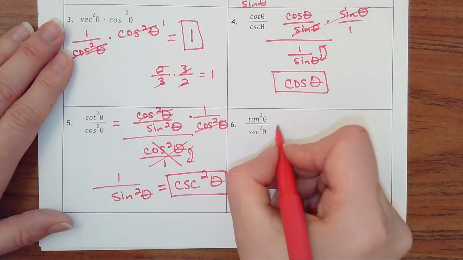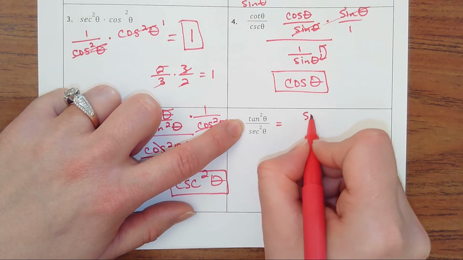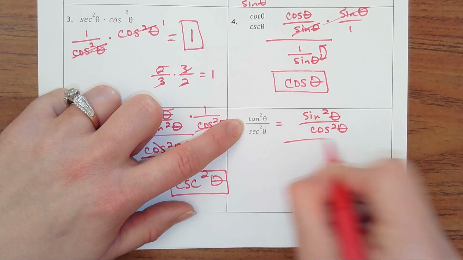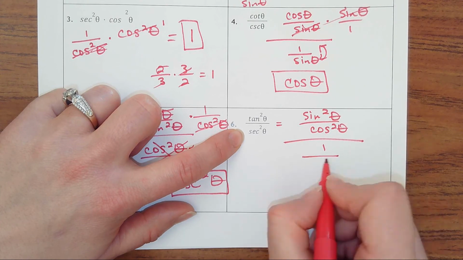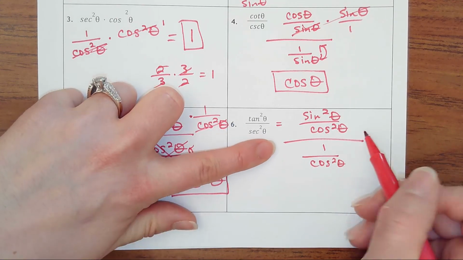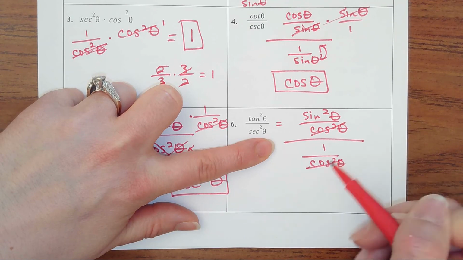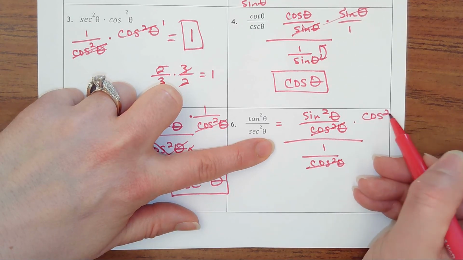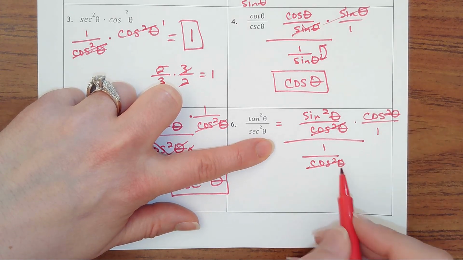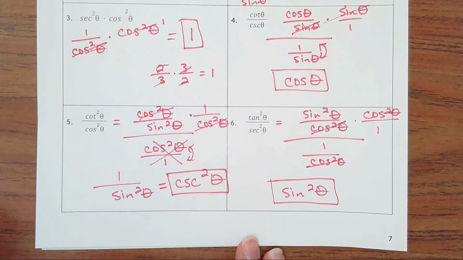And then number 6, tangent squared would be sine squared over cosine squared. Secant squared is 1 over cosine squared. Something else you can do instead of multiplying with the reciprocal, if this is a denominator and this is a denominator, they're going to cancel out. Because you can see it if you flip. See how they become diagonal, so denominators cancel, numerators cancel. So I end up getting sine squared of theta over 1, which is just simply sine squared. And that's it.